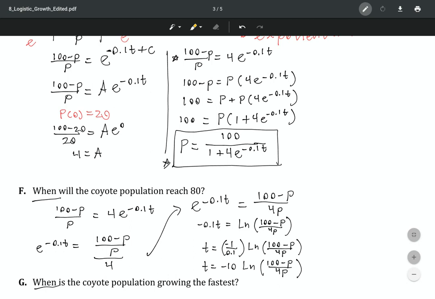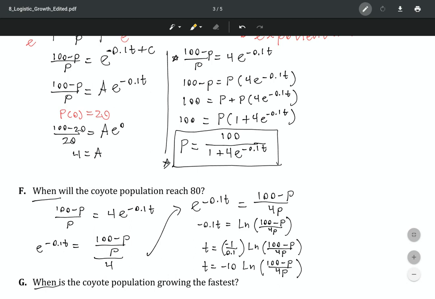All right, so negative 10, natural log, and then instead of p, I'm just going to plug in an 80. So I have 100 minus 80 over 4 times 80. Luckily for all of us, it worked.